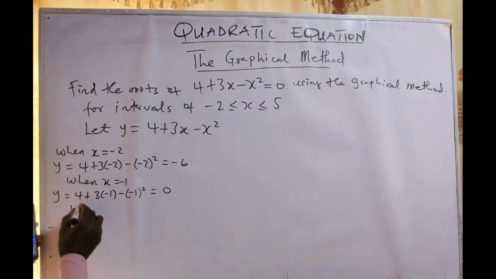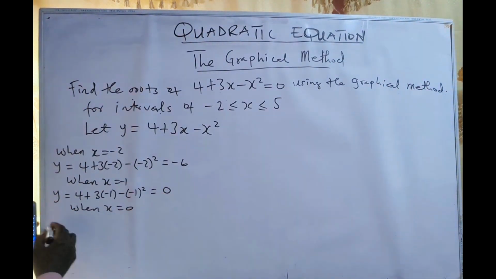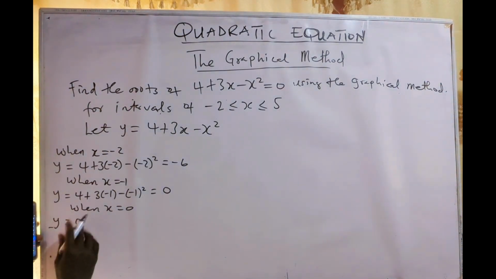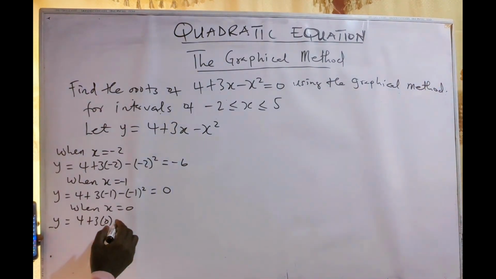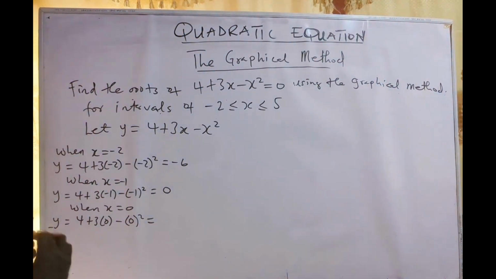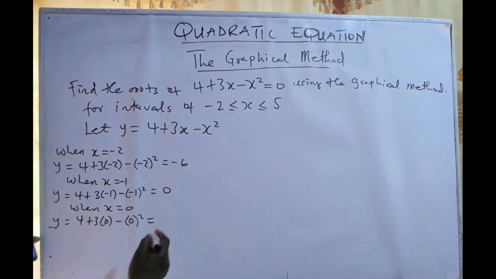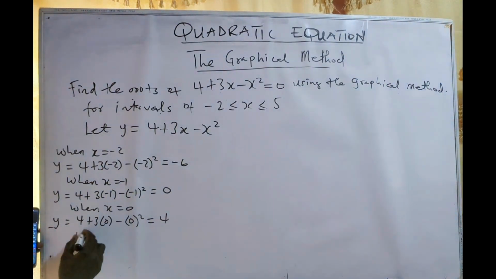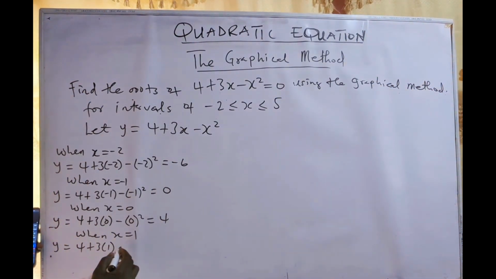Alright, and when x is 0, then y will be equal to what? 4 plus 3 times 0 minus 0 squared will give us 4. Okay, and when x is equal to 1, then we have 4 plus 3 times 1 minus 1 squared.